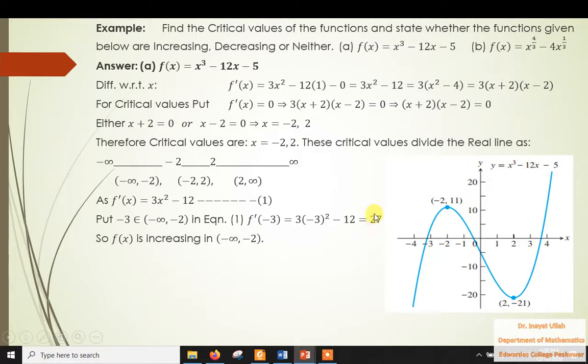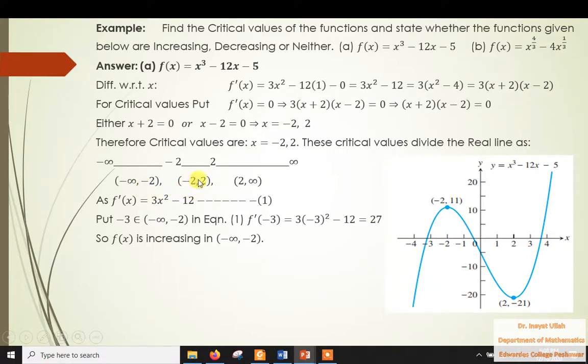But we see that this 15 is positive. Whenever the derivative of the function is positive, then we say that the given function is increasing. So for this interval we have taken only one value, minus 3, and for that value the derivative of the function is a positive number. So we say that f of x is increasing in this whole interval.